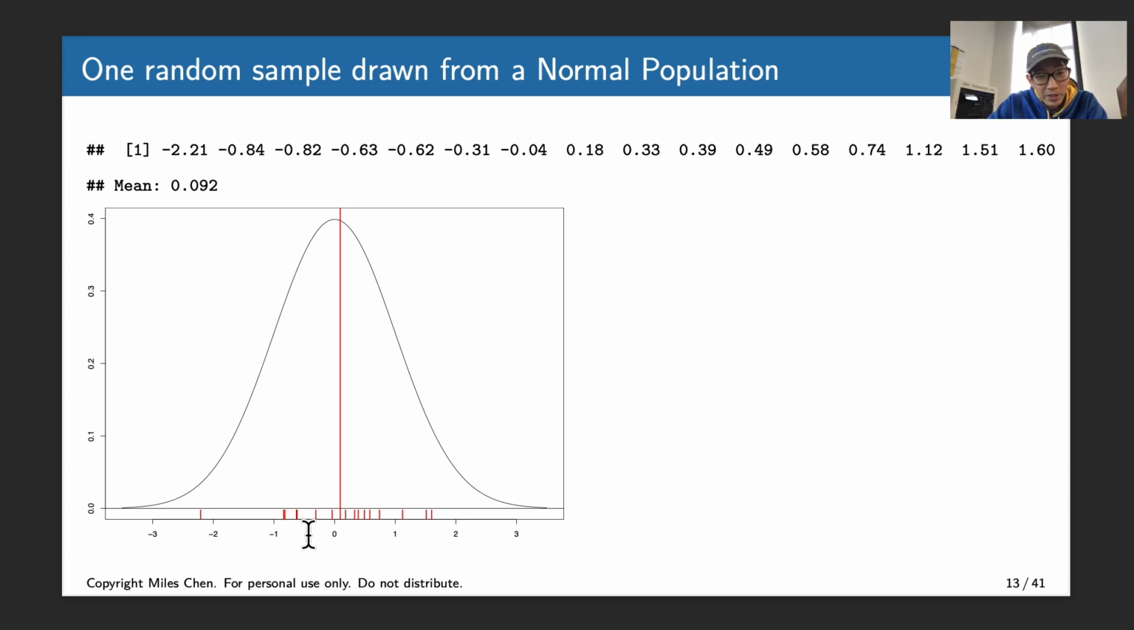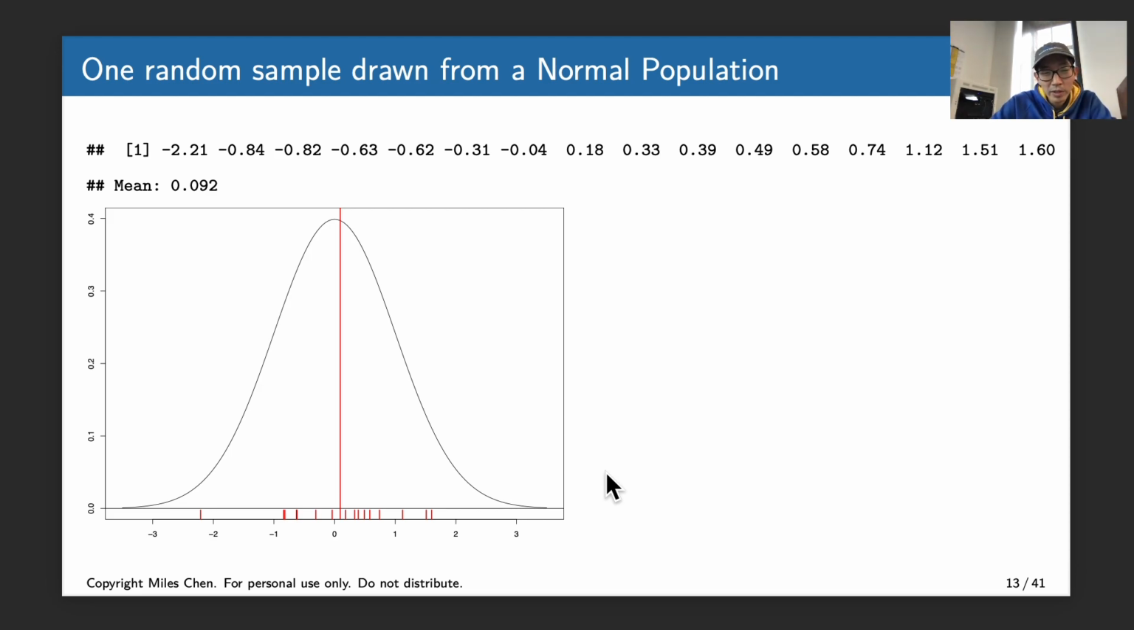And then I also have negative 0.63 and negative 0.62, and again, those are so close that they've merged together into one line. And then I've got negative 0.31, negative 0.04, 0.18, 0.33, 0.39, 0.49, 0.58, and so on. All of these little ticks. There should be 16 little ticks here: 1, 2, 3, 4, 5, 6, 7, 8, 9, 10, 11, 12, 13, 14, 15. Yeah, 16 values. If you take the mean of these 16 values, you get 0.092. And that's what this red line right here represents. So that's the mean of those 16 values.